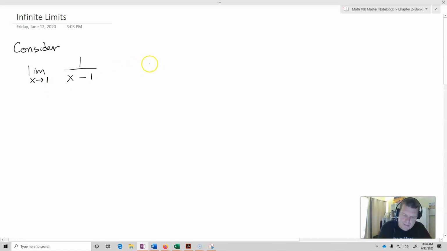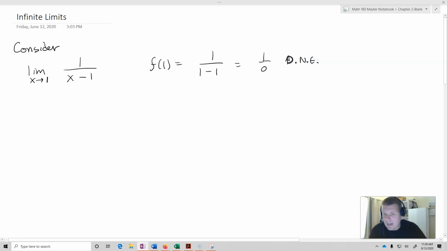Now if we notice, if I plug it in, f of 1 is going to equal 1 over 1 minus 1, which is 1 over 0, and that does not exist. That's problematic, and in algebra we'd say, you know what, it doesn't exist, I'm not going to even worry about it. But what we want to do in calculus is understand what the behavior of the function is as we get closer and closer and closer to 1.